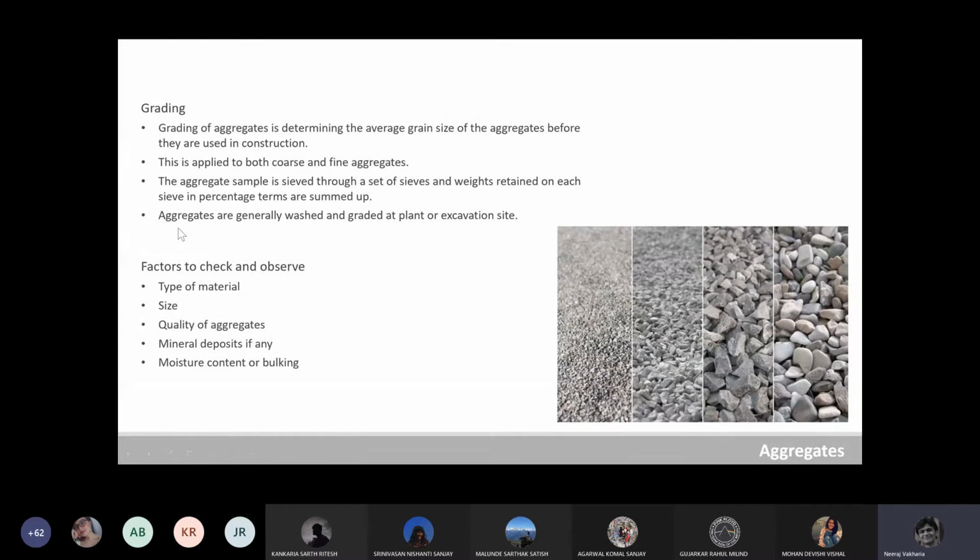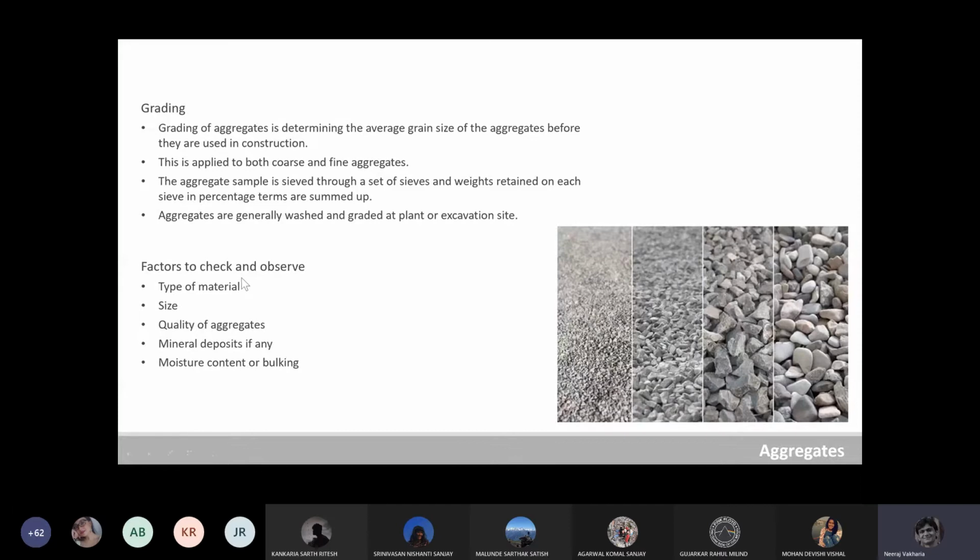Aggregates are generally washed and graded at the plant or excavation sites. Okay, again, from where we get aggregates, we don't know. So after that, we wash it, we remove the minerals or whatever deposits it might have on it, and then we take it to the plant or excavation site after it comes from the excavation site.